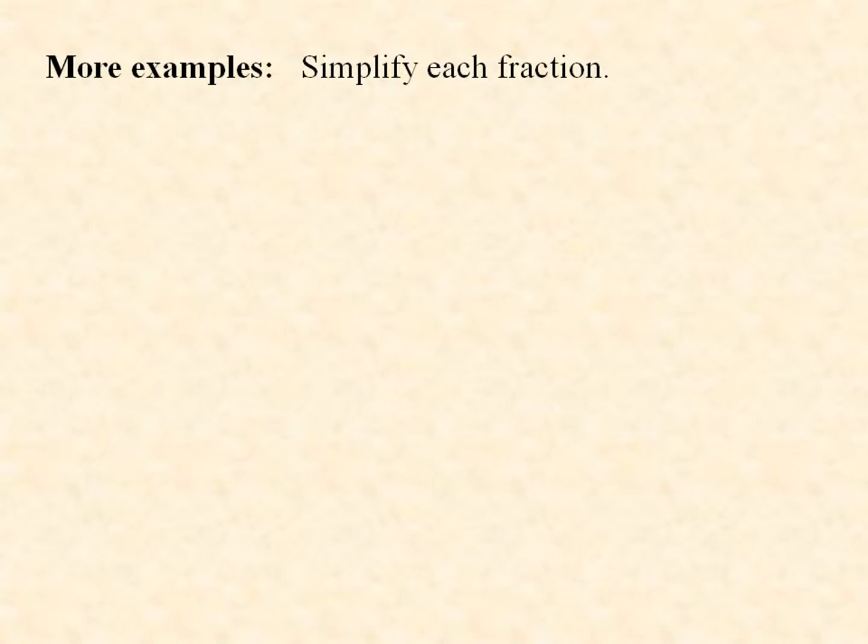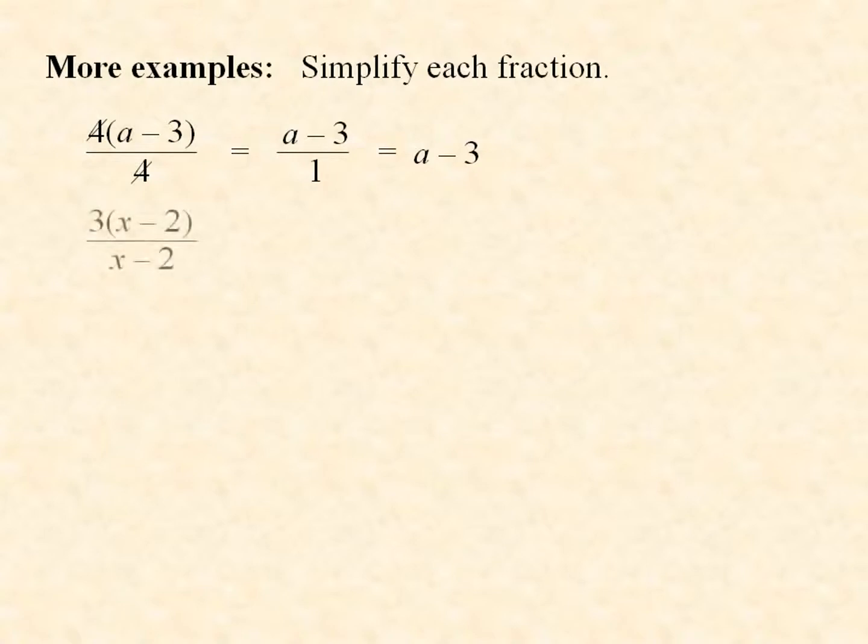Here are some more examples. Simplify each fraction. 4 parentheses a minus 3 over 4. Can we cancel the 4's? The answer is yes, because they are factors of the numerator and denominator, and we end up with a minus 3 over 1, which is the same as a minus 3. Another example, 3 parentheses x minus 2 over x minus 2. Well, the x minus 2 can be looked at as an entire quantity, and it can be canceled. So we end up with 3 over 1, which of course is equal to 3.